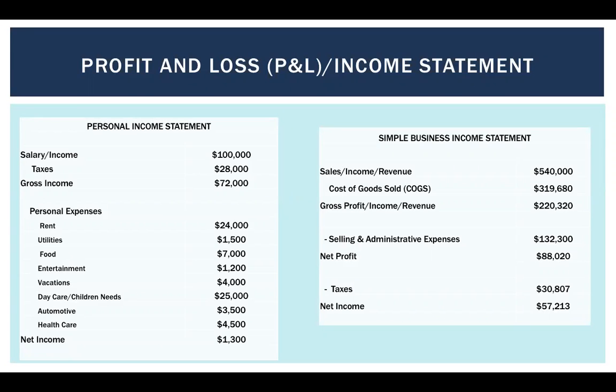We start with our top line revenue or sales. We subtract our cost of goods sold, and this is assuming a business that has goods or inventory or products that they sell. Then we're left with a gross profit or gross income or gross revenue number. Subtracting from that, we lump this together.